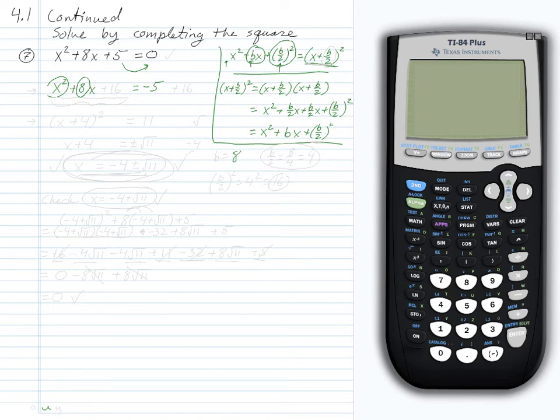I want to divide that by 2. So b over 2 is equal to 8 over 2, which is 4. And finally, I'm going to square that. So (b over 2) squared, we know that's 4 squared, which is 16. So that's the number I need to add to both sides. So I'll add 16 to the left to make a perfect square. But in order to do that, I need to also add it to the right-hand side.